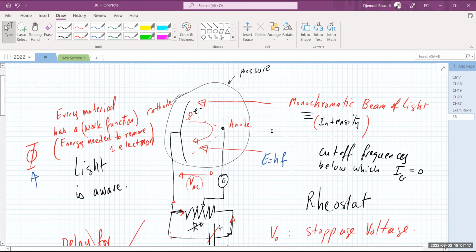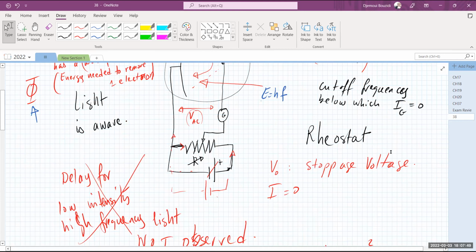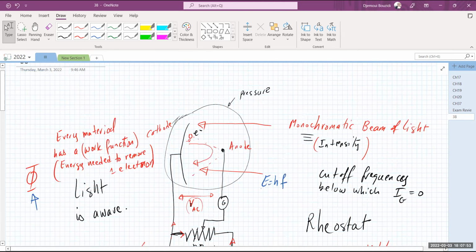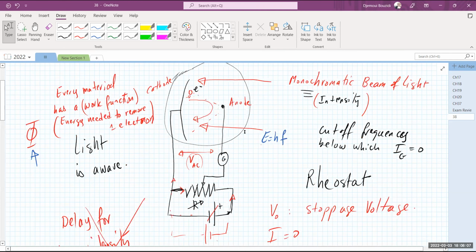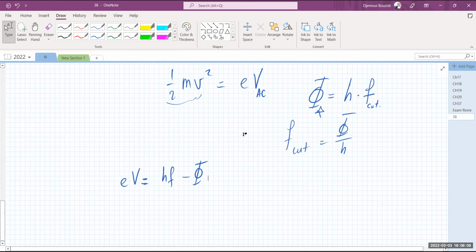So the experiment yielded no delay. The experiment yielded the cutoff frequency, and the experiment also yielded the proportionality of this voltage with the frequency. All of them have completely no bearing whatsoever on Maxwell's equations. I mean, you cannot find them in Maxwell's equations. You cannot find them in the wave nature of light. So we're faced now with a dilemma.